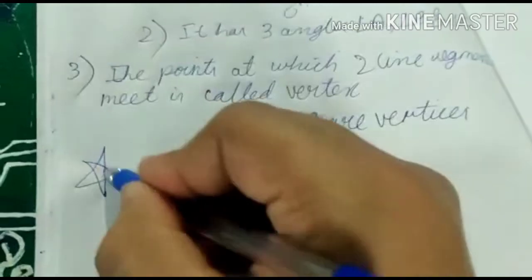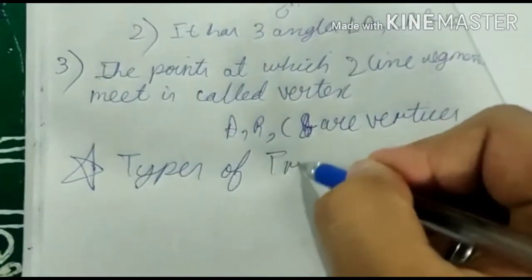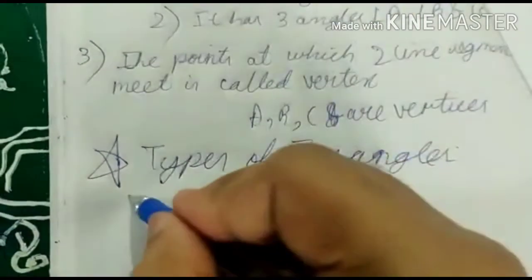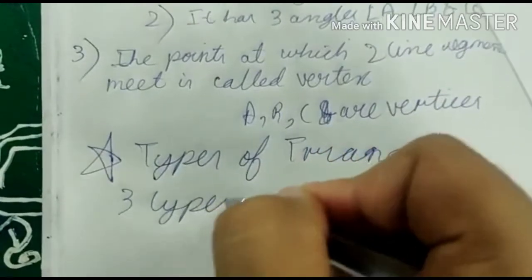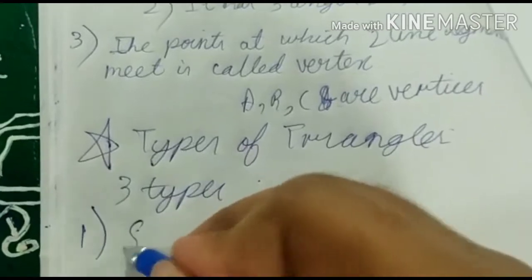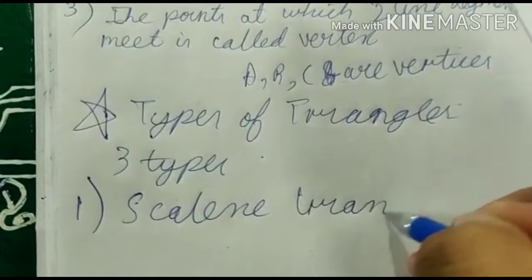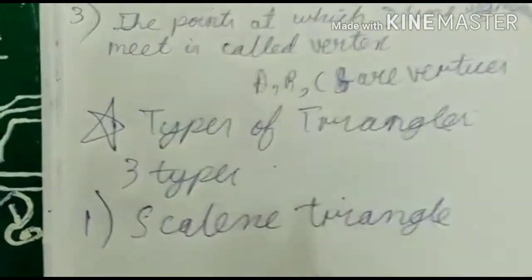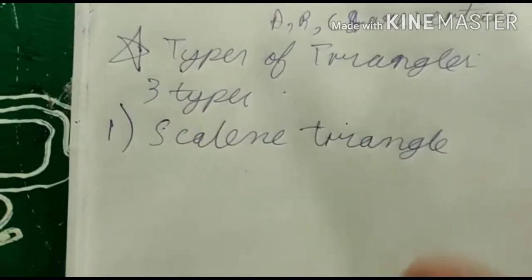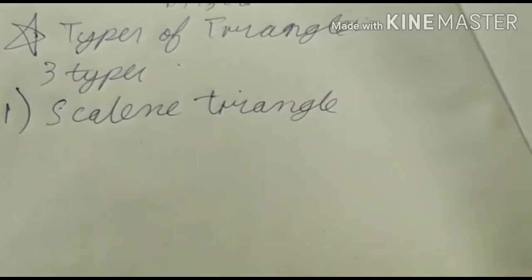The next topic is types of triangles. There are three types of triangles. Our first type is the scalene triangle. What does this mean? A triangle with no equal sides and no equal angles.